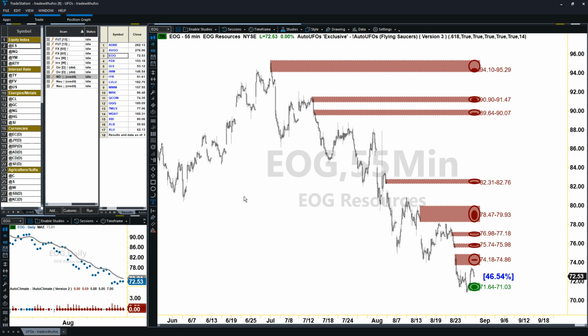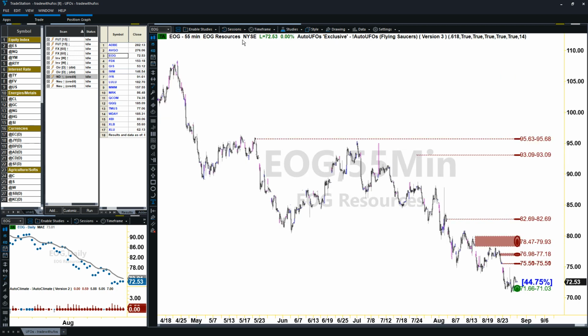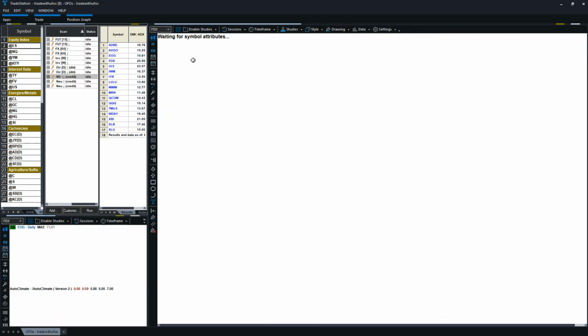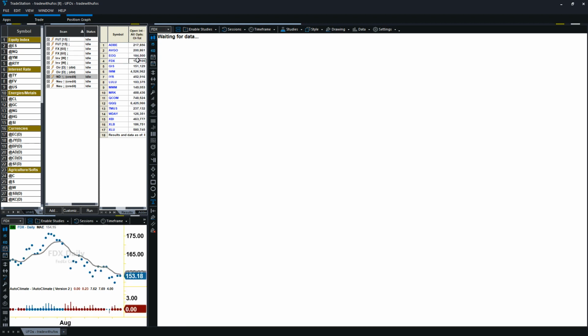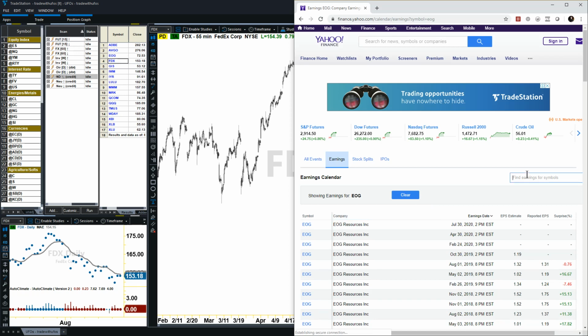Well, the problem may be that we got 46%. And if we look at pre-post market, we have 44%. So this is not going to be a valid stock to be used. So we'll move to FedEx. We are moving to go ahead and check on FedEx. So FedEx, FDX.